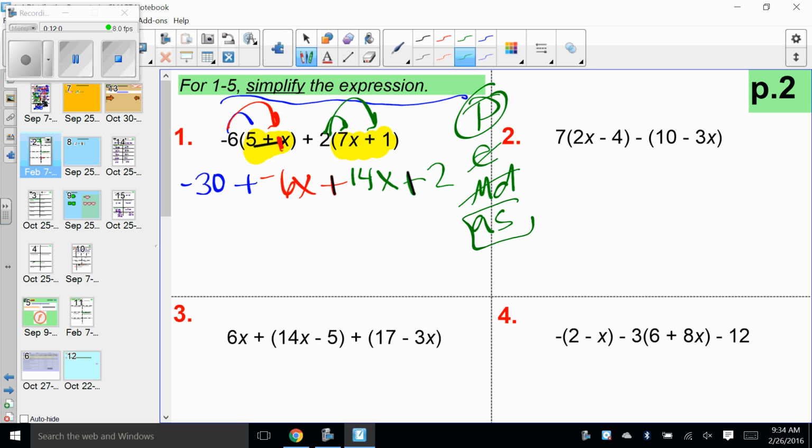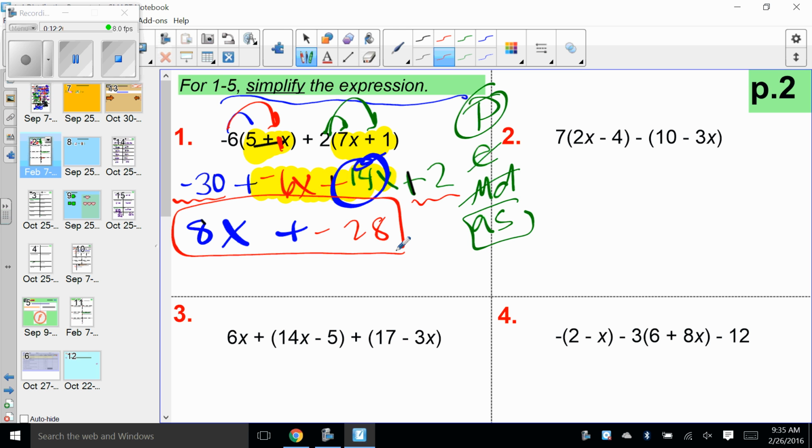Addition, subtraction, next. Combine like terms. So we have -6x and 14x are the like terms there of x's. So that would be, I have to pay $6. I have 14 in the bank. So $14 in the bank, I'm trying to pay 6. That leaves me with $8 left in the bank. Variable is x plus, and then I combine -30 and +2 becomes -28. So my expression then becomes 8x plus -28.